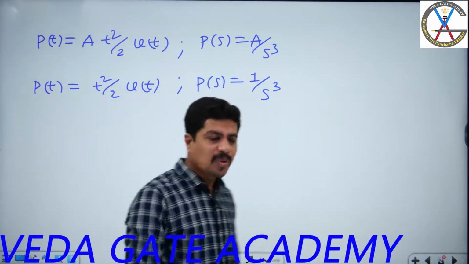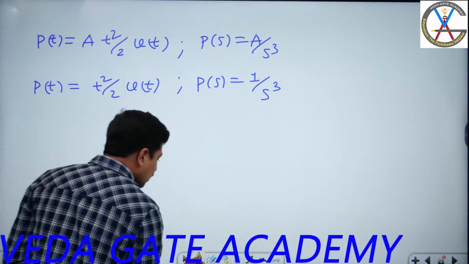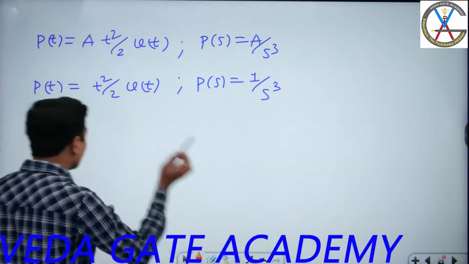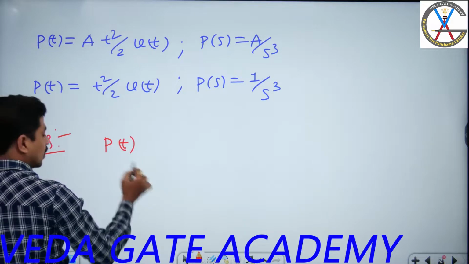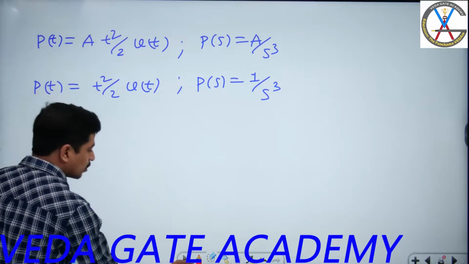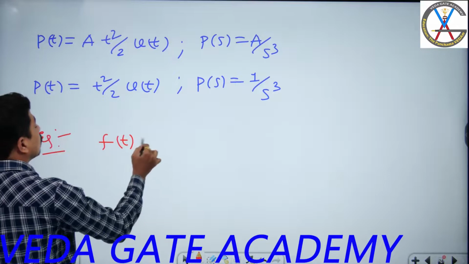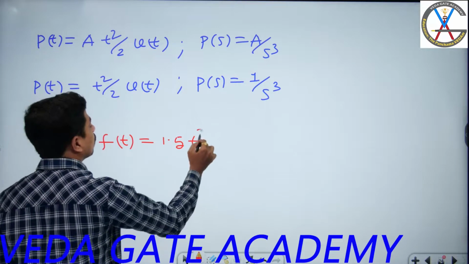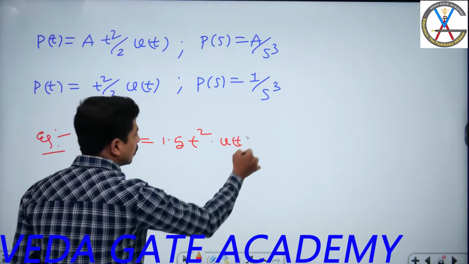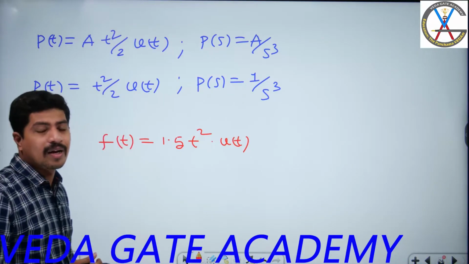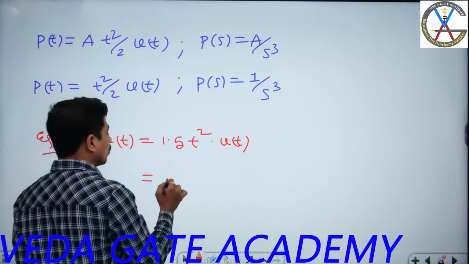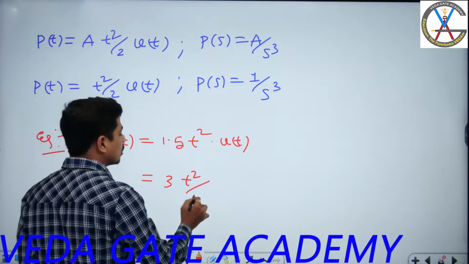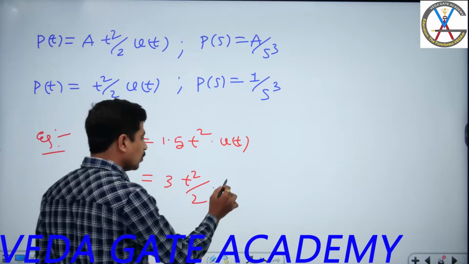Before that, let's get a standard form for any form. The examiner may give f of t is equal to 1.5 t square into u of t. In this way it is given, it is not looking standard. What I want is in terms of a into t square by 2. So I'll write this as 3 t square by 2 into u of t.